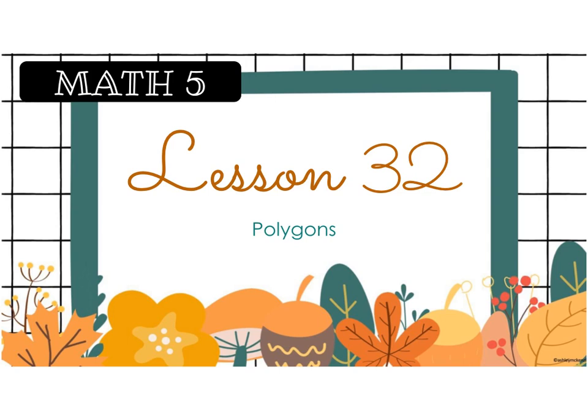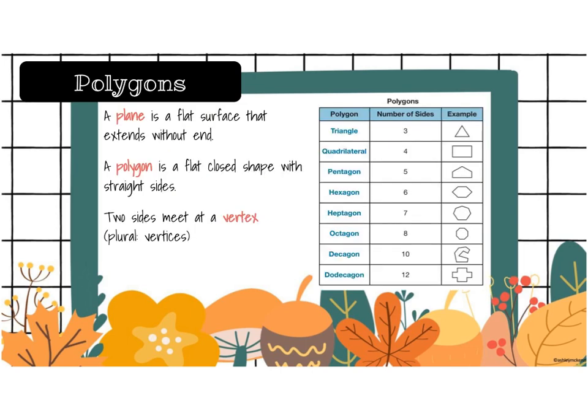Today we are talking about polygons, which is all in lesson 32. A couple of vocabulary words that show up at the beginning of this lesson are plane, polygon, and vertex. We need to know what all three of these things are before we get started.